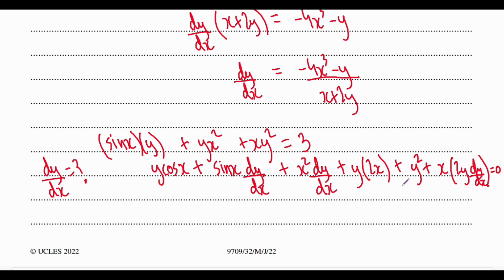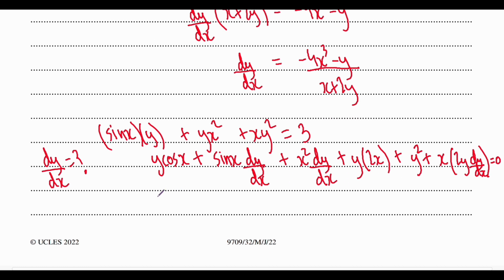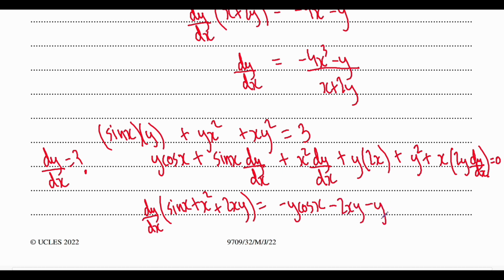Well, you can see you have dy by dx over here. You can just factorize it and rearrange the equation. So you're left with dy by dx. And then what do you have here? You have sine of x plus x squared plus 2xy. That's sine of x, x squared, and 2xy. And then on the other side, you have negative y cos x minus 2xy minus y squared.